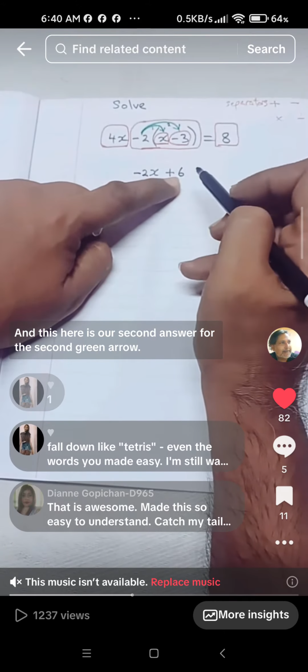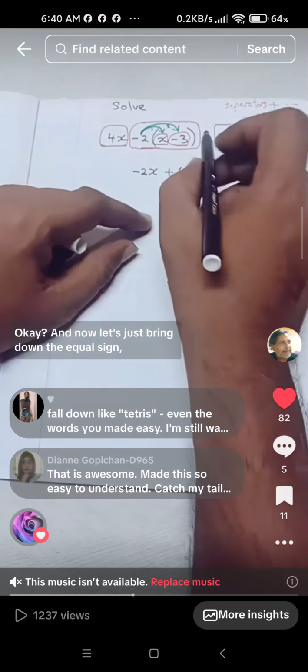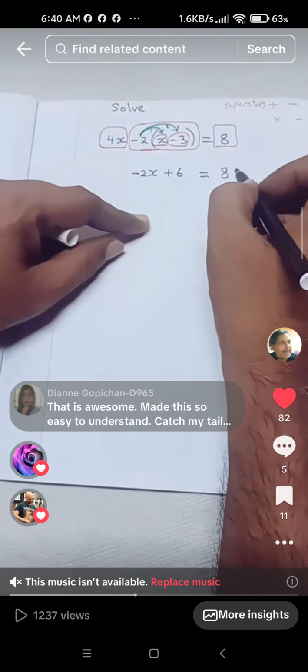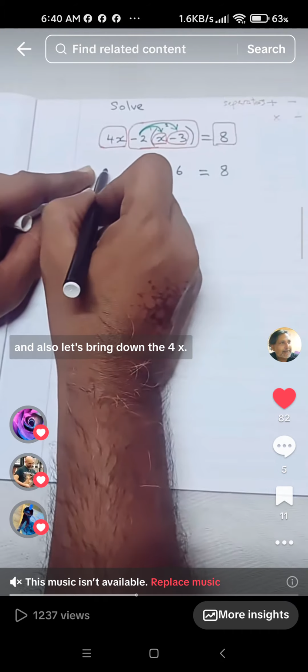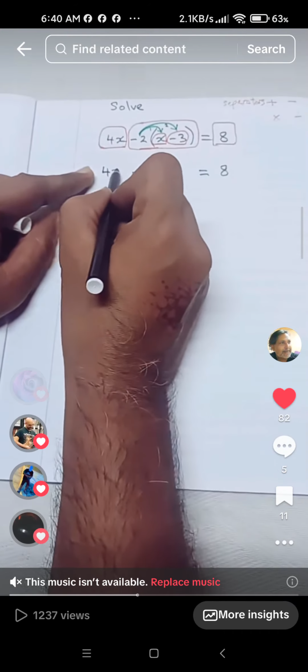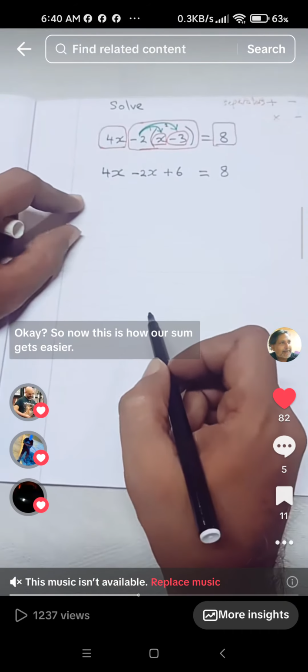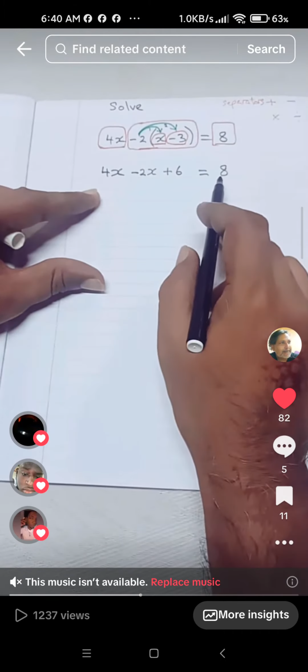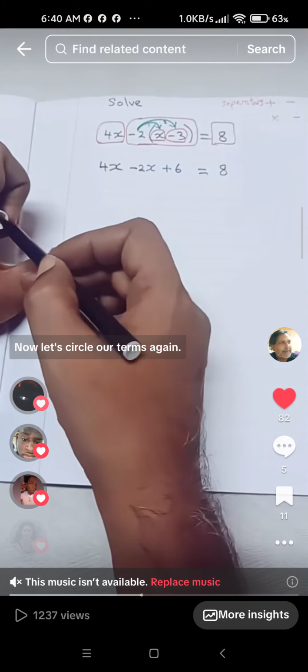Okay, and now let's just bring down the equal sign, bring down the 8, and also let's bring down the 4x. Okay, so now this is how our sum gets easier. Now let's circle our terms again.